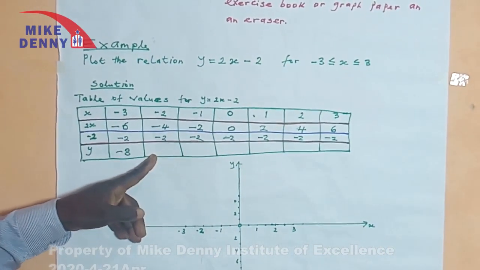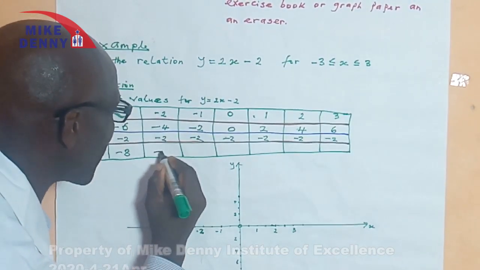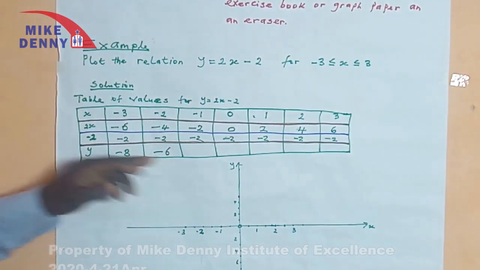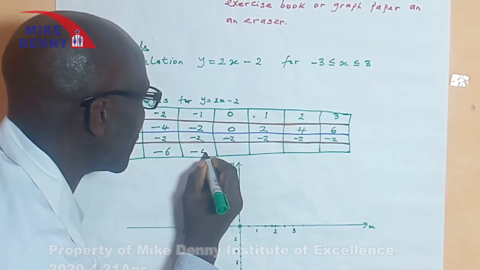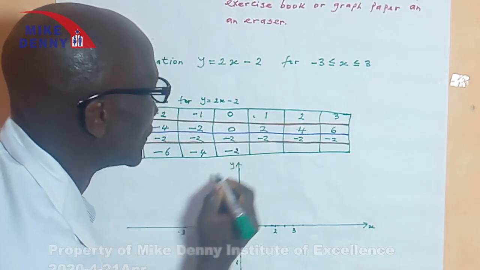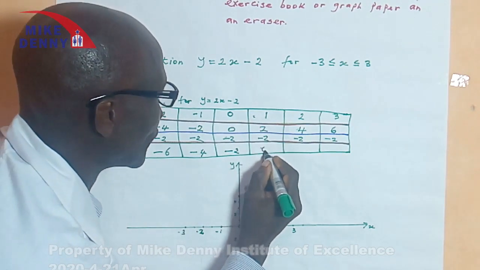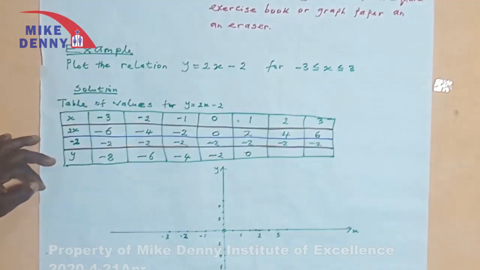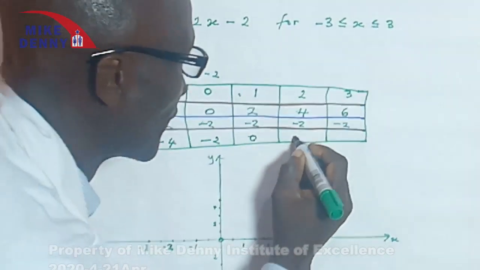You do the same reckoning here, you will have minus 6. Here will give you minus 4. Here minus 2. Here will be 0. 4 plus minus 2 will give you 2.